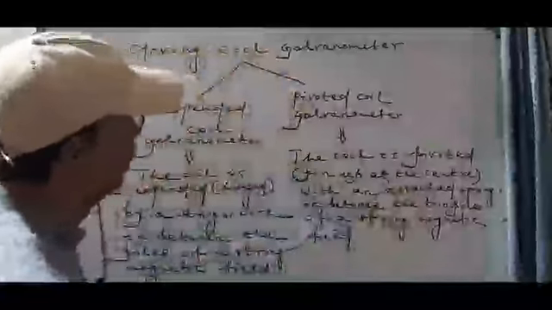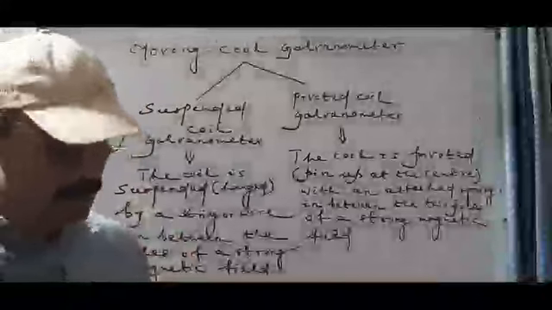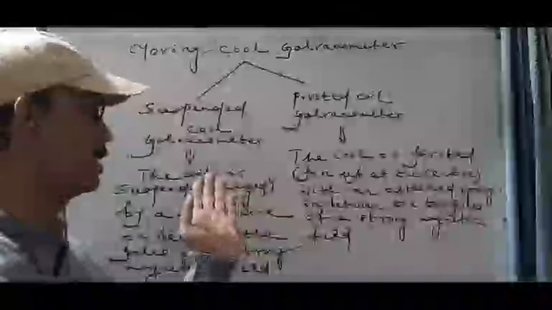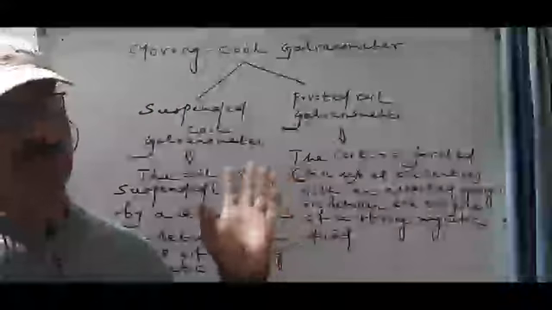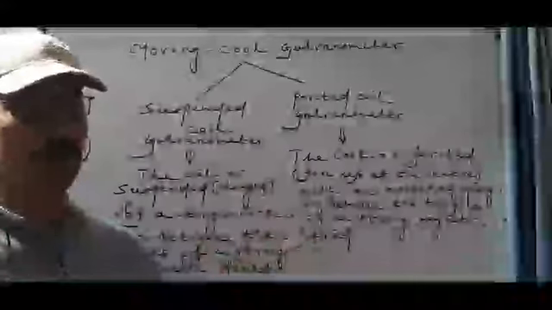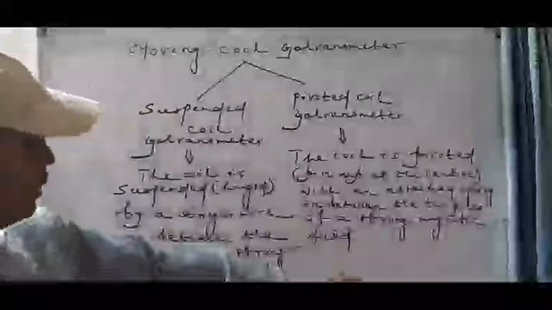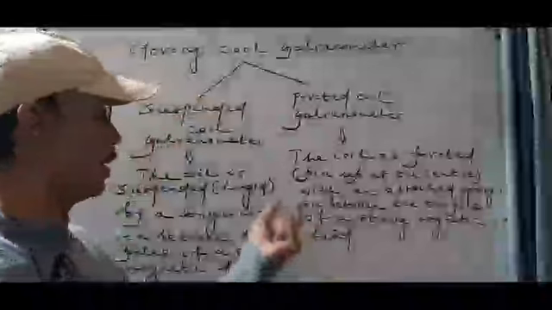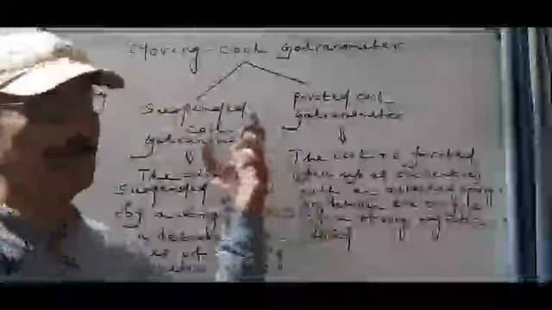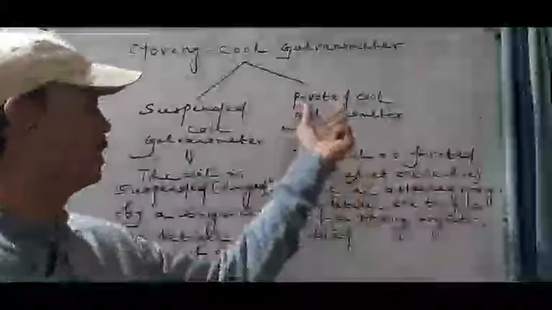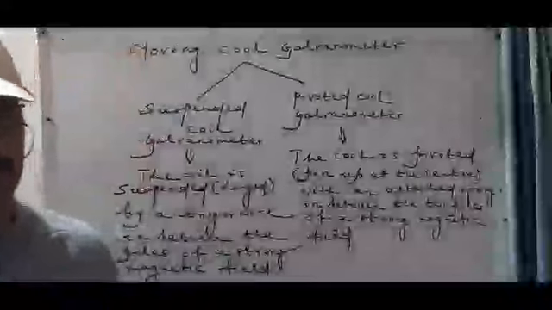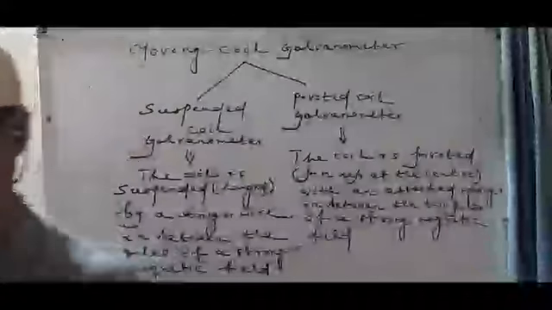Okay, so this is about the types of moving coil galvanometer. In both cases, the coil moves and the magnet becomes steady. So let's proceed with this type, that is the pivoted coil galvanometer. Generally, we use it in the laboratory. So let us discuss further. All of you noted down.